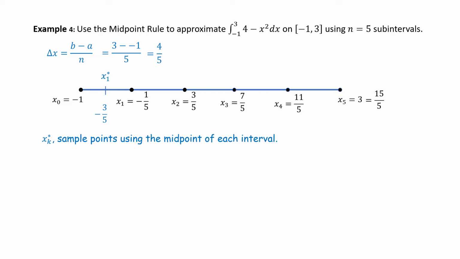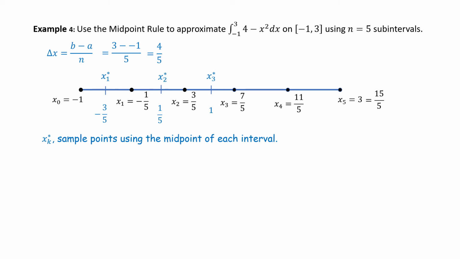We need to find the midpoint between the grid point of x sub 1 and x sub 2 to get us the x sub 2 asterisk, our sample point, which is the midpoint, and that is 1/5. We'll continue. We need the midpoint between x sub 2 and x sub 3. That would be the sample point we call x sub 3 asterisk, right smack in the middle of those 2 points. That's 1.